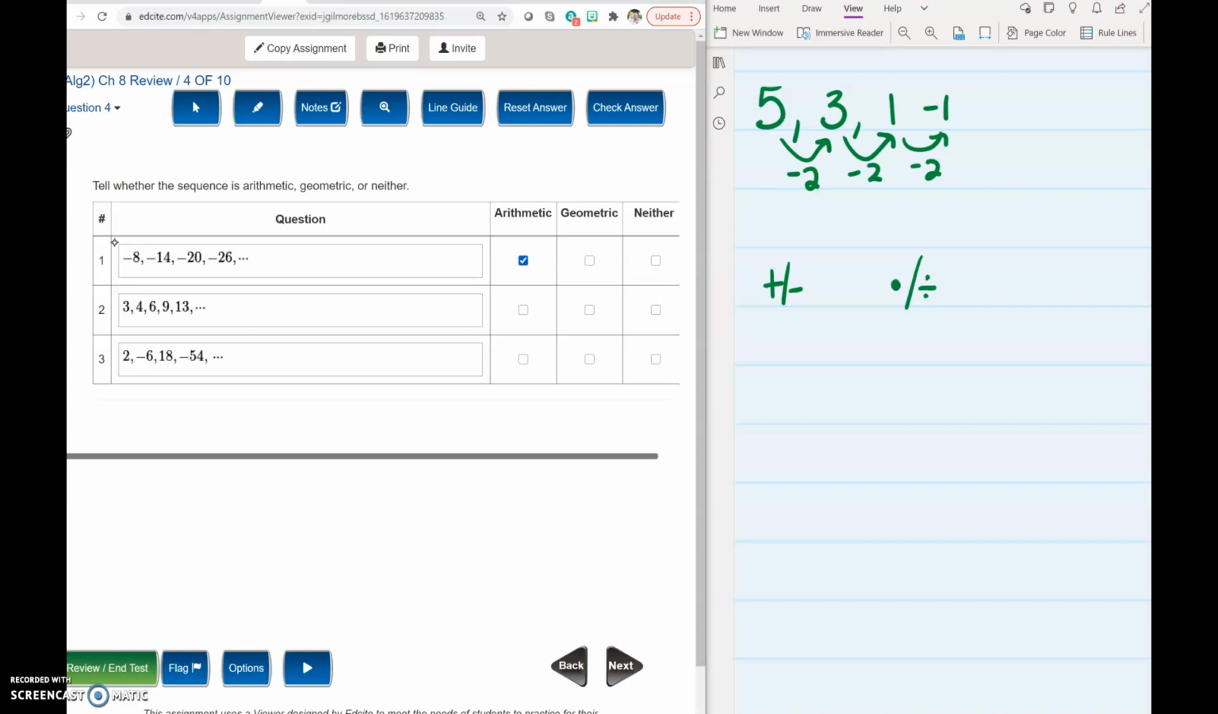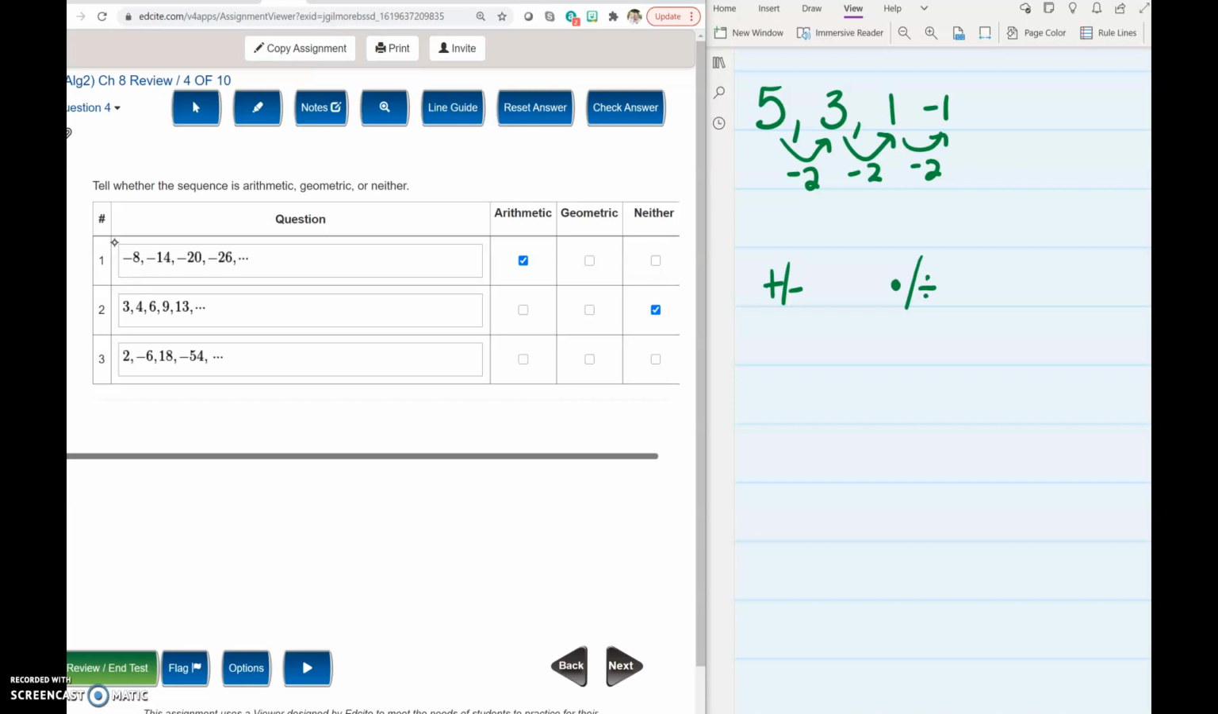The next one, 3, 4, 6, 9, 13. It looks like it's +1, +2, +3, then +4. If I try to do multiplication, that definitely is not working. That is a neither.